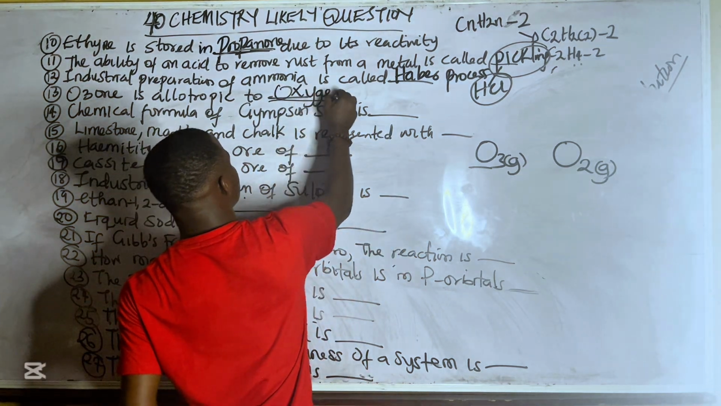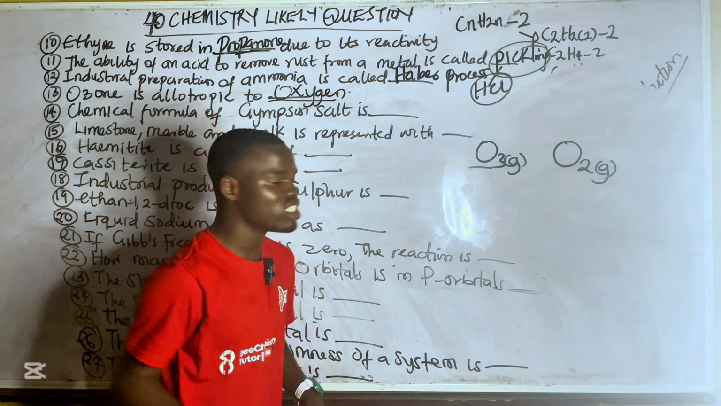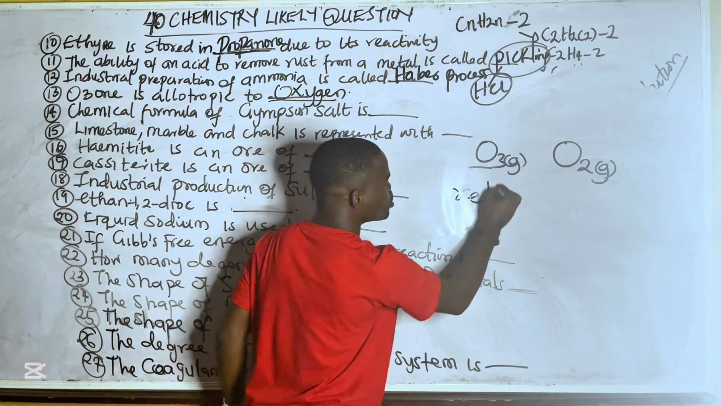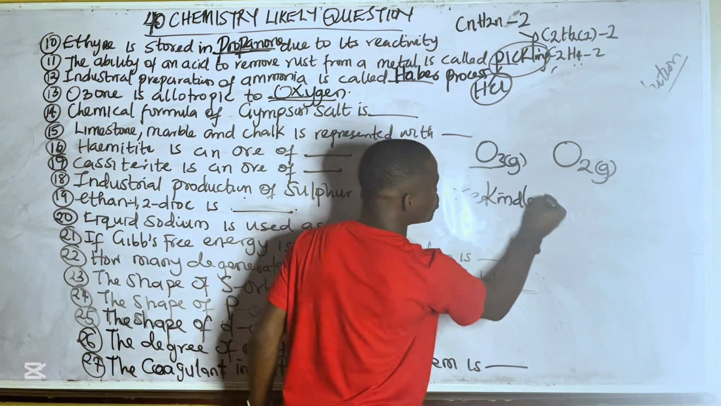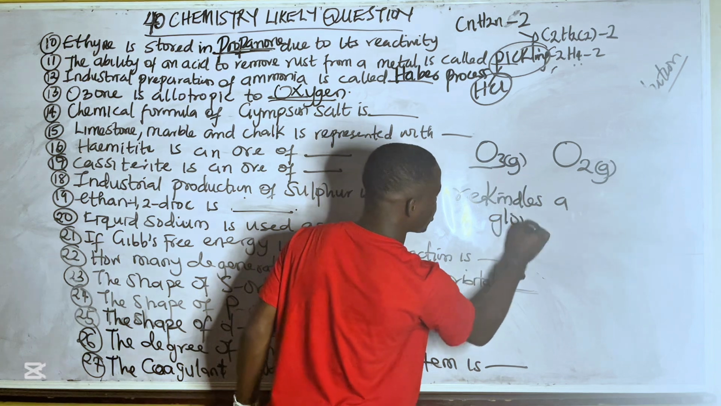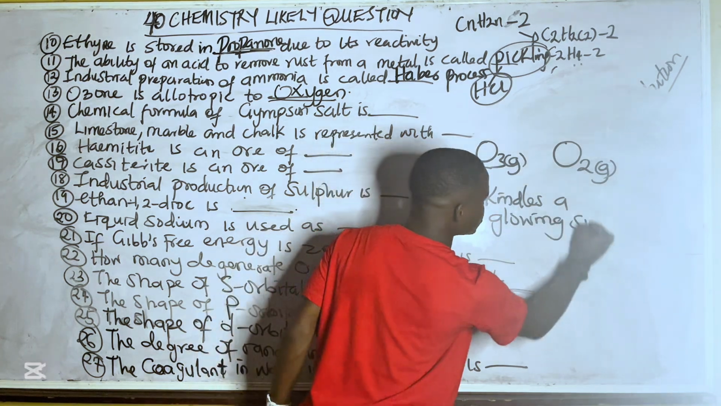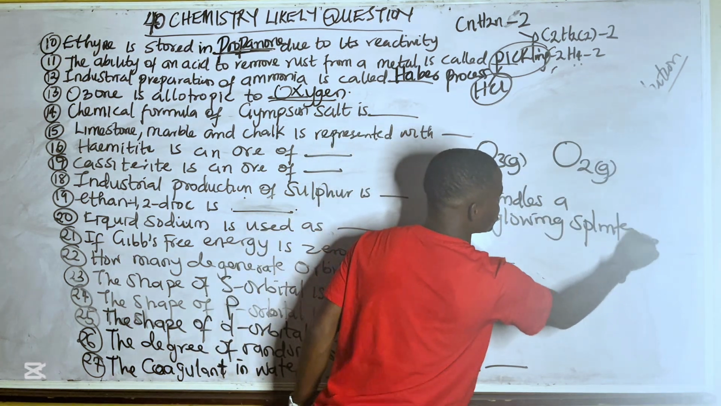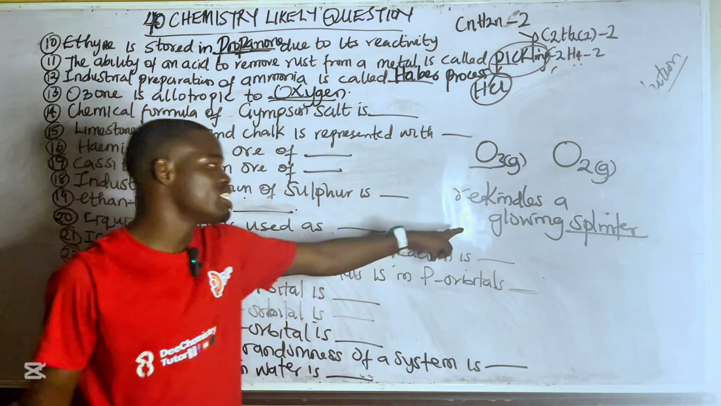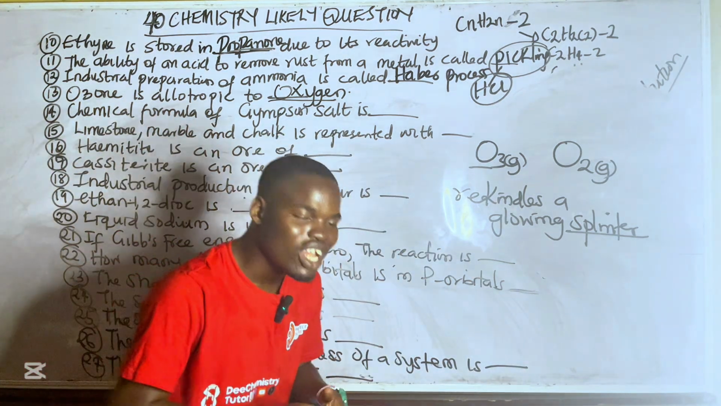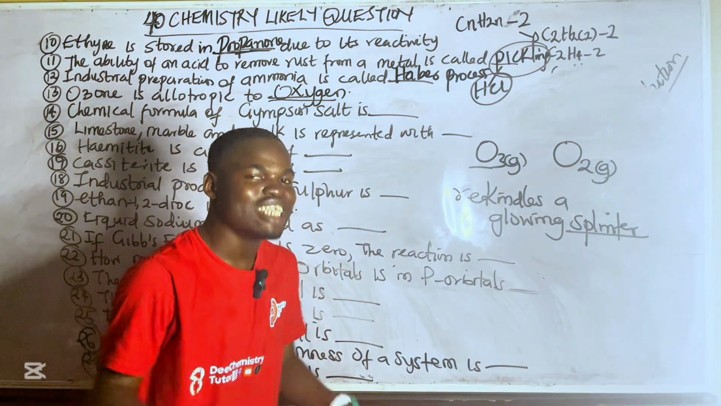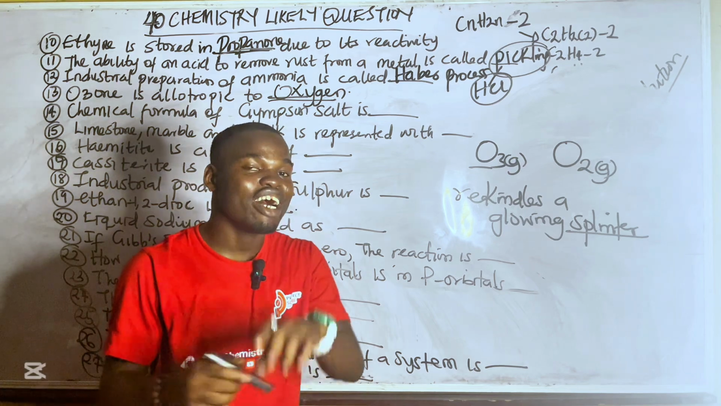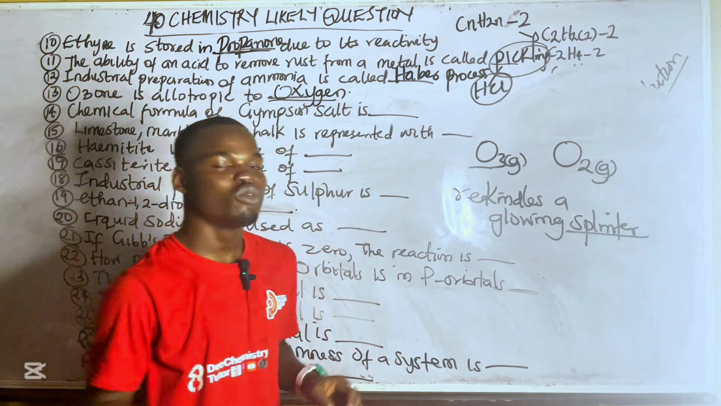Oxygen. And don't forget, what is the test for oxygen? Oxygen rekindles a glowing splinter. Don't forget this. People don't understand this statement. Rekindles means you allow something to burn faster. That's why when you are burning something at home, in the village, grandma will do something.